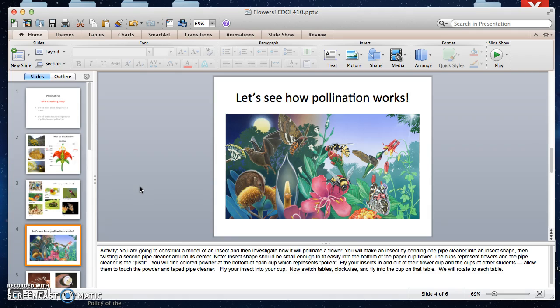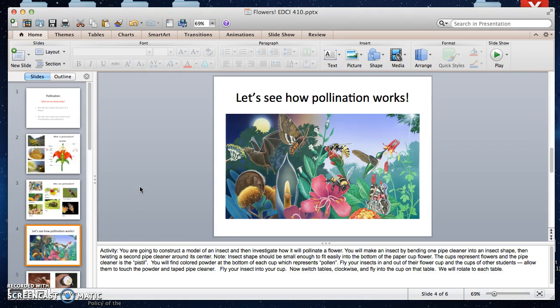The insect needs to be small enough to fit into the bottom of the paper cup flower. The cup represents flowers, and the pipe cleaner is the pistil, or the female part of the flower. There will be colored powder at the bottom of each cup, which represents pollen.